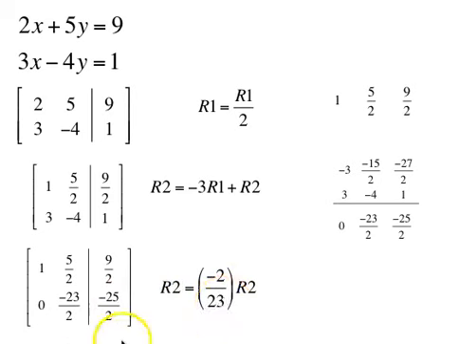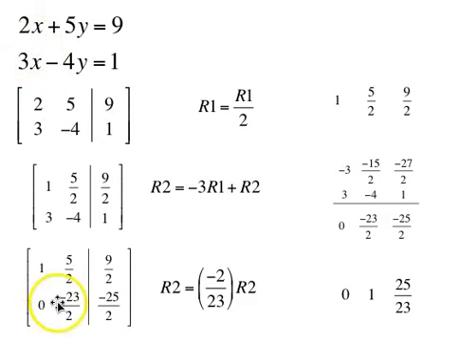So negative 2/23 times negative 23/2 will just give me 1 in this slot. Negative times negative is positive, so negative 25/2 times negative 2/23 is a positive number. The 2's divide out, and I just get 25/23. So that equation is 0x plus 1y is 25/23. We know what y is. It's an ugly fraction. We're going to go ahead and substitute to find out what x is.